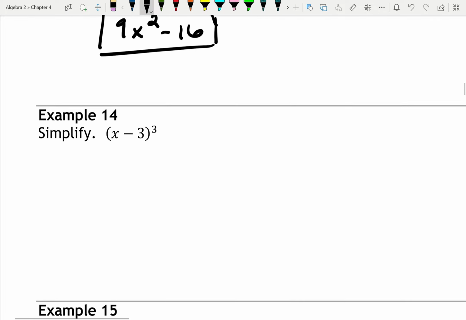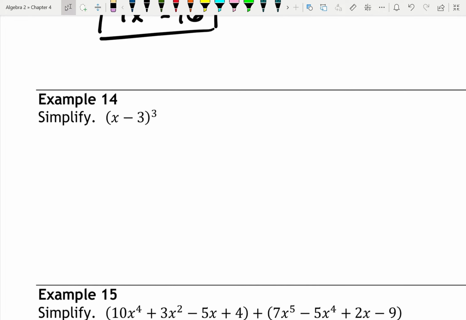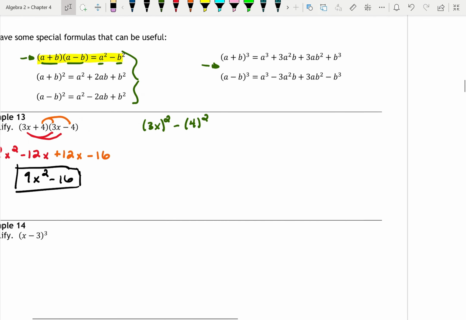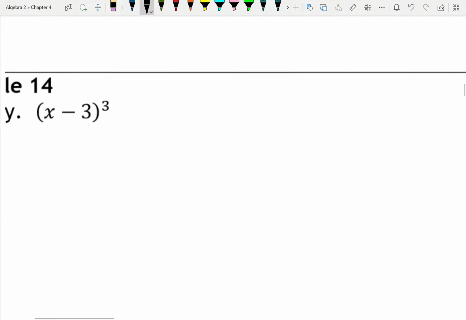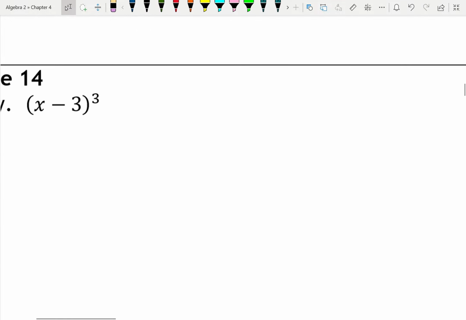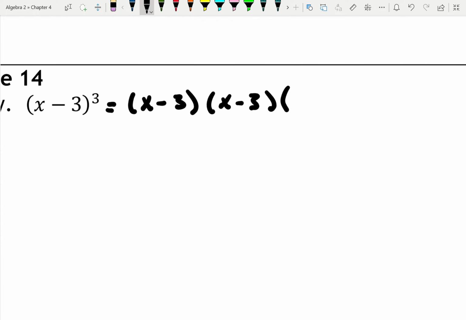Scrolling down to number 14, we have x minus 3 cubed. Now, if we want to, we can scroll up here to notice the formula. And we are going to need to use the formula later on in Algebra 2. But for now, since we probably don't have it memorized, I'm just going to multiply this out. It's going to take a while, but we can still do it just by hand. To cube something means to multiply it 3 times. So I'm going to say x minus 3, and then another x minus 3.